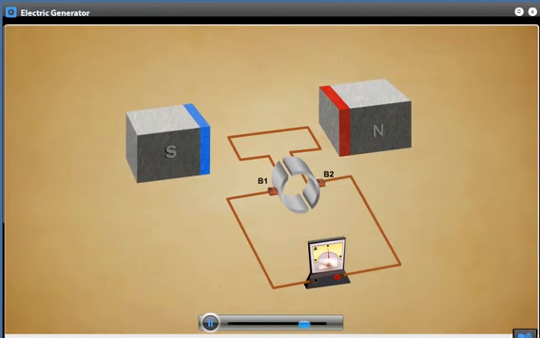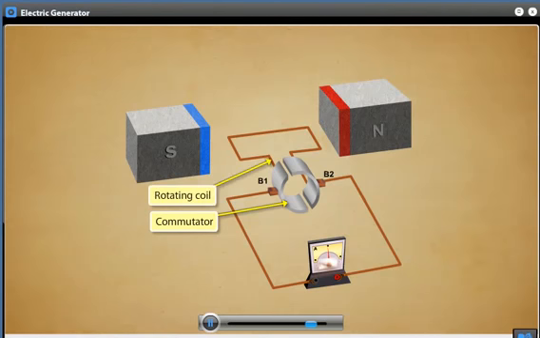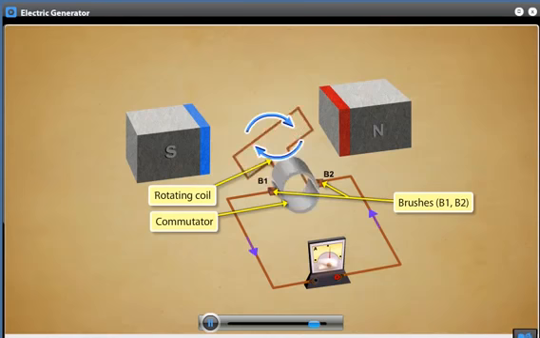In order to get a unidirectional flow of current, a device called the commutator is used instead of 2 separate rings. A commutator keeps the current flowing in one direction instead of back and forth. In this case, the stationary brushes form contact with opposite parts of the commutator. As the coil turns, it cuts across the magnetic field and current is induced.